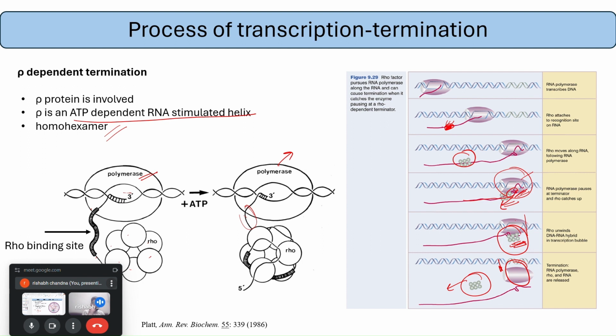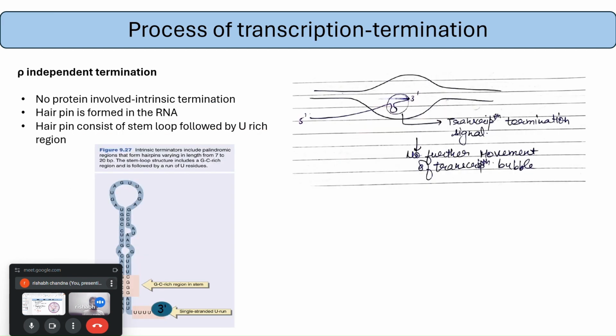Here ATP is involved majorly because the movement of rho protein on the RNA requires ATP. Now we'll see about the rho independent termination. So moving on to the rho independent termination, here no protein is involved, and this is called intrinsic termination because it involves only the formation of a hairpin loop. So intrinsic, the RNA itself terminates upon itself.